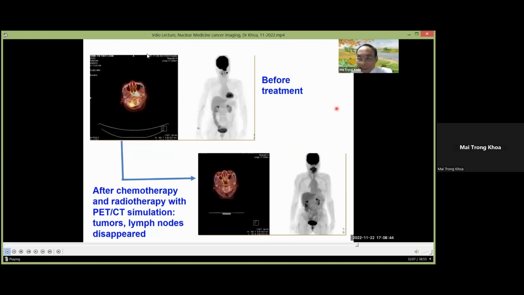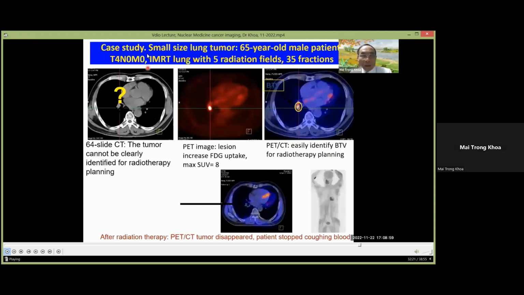And the treatment results are very good, and the tumor and the lymph nodes are gone. You can see here before the treatment and after the treatment, we get good results. And you can see here it's the same situation. As you can see here, it's the PET-CT situation, very easy to see on PET-CT.